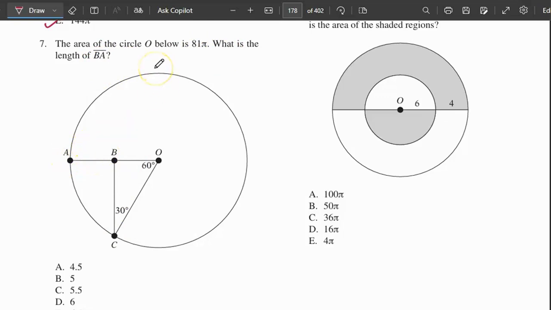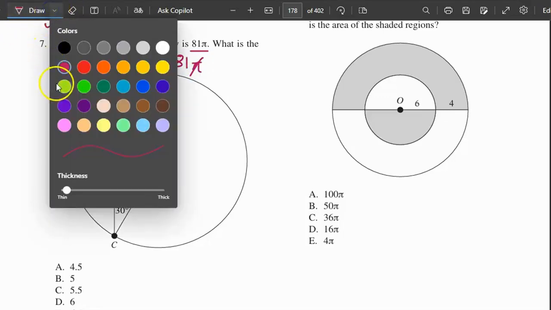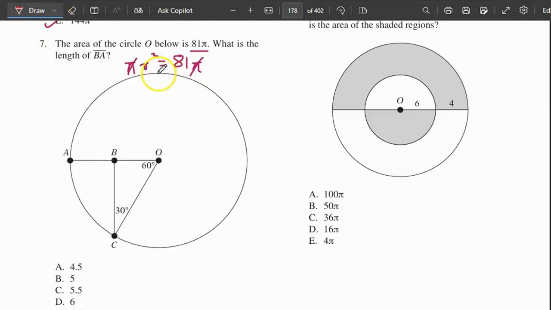Okay. The area is given. We can figure out the radius first of all. So pi into r square equals 81 pi. Pi and pi are cancelled. So r square is coming as 81. So r is under root 81. So r is equal to 9 centimeter or 9 units, whatever. So radius is 9. So now this is important.